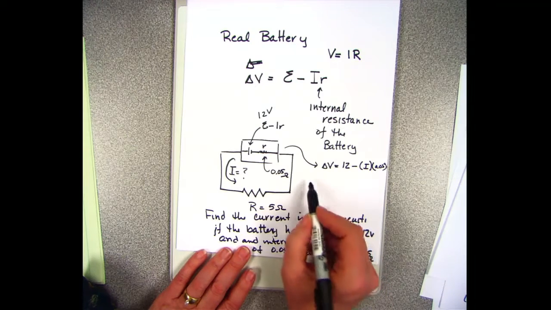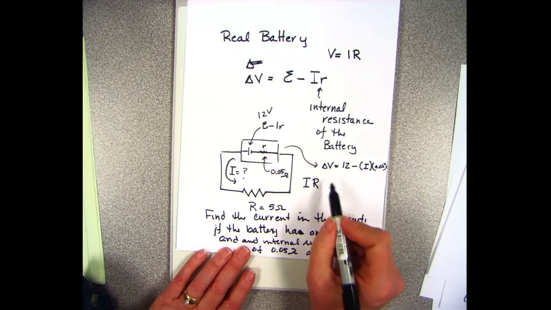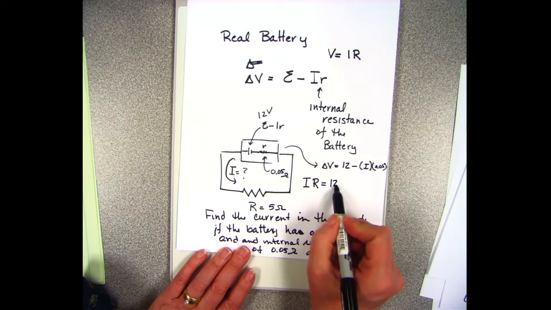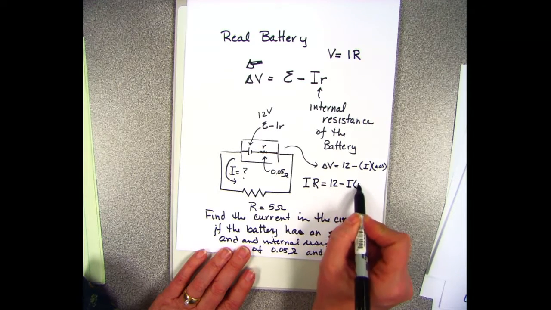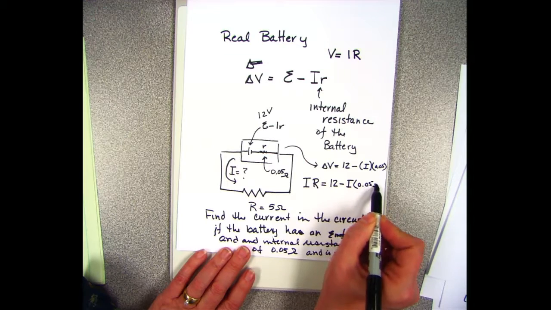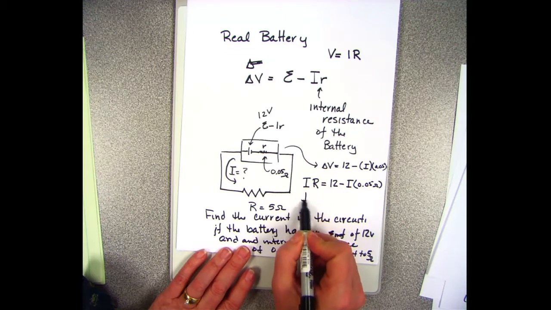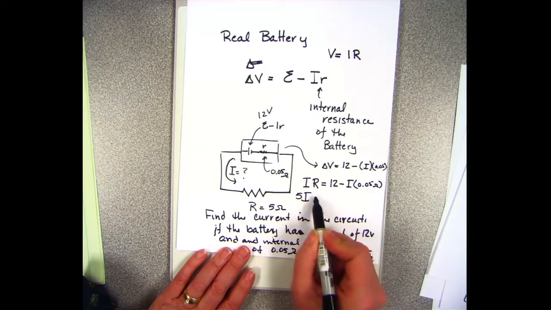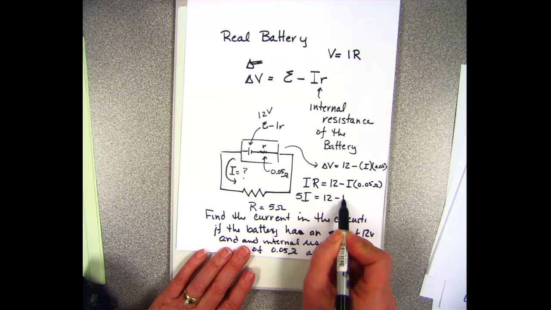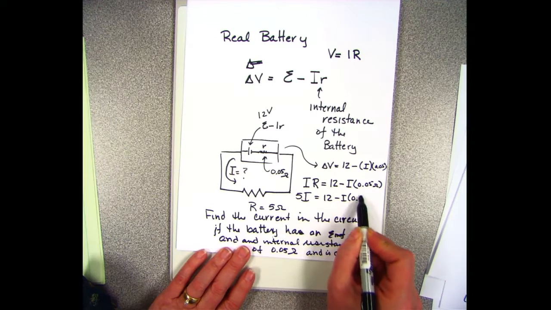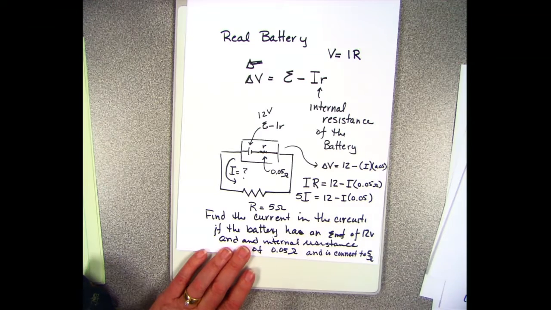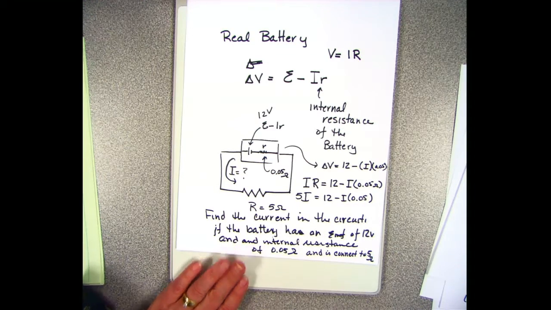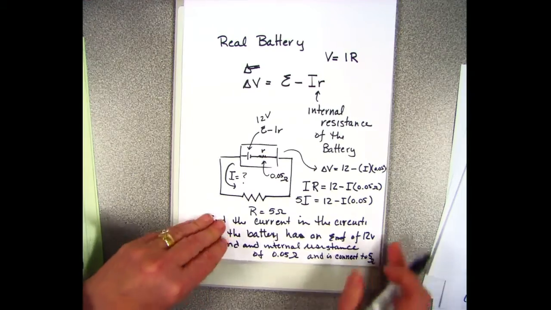And for the entire system, I've got my current times my resistance for the system. That's going to equal my 12 minus I times 0.05 ohms, and that's going to be 5. So I get 5I is equal to 12 minus 0.05I. And now I just solve for I. So let's go ahead and do that.